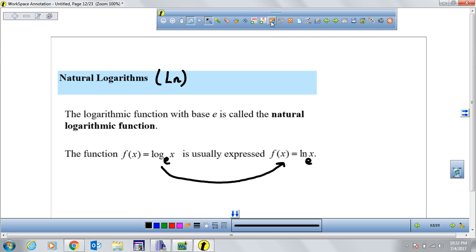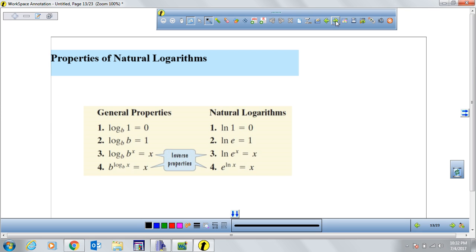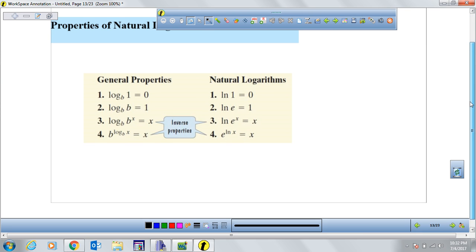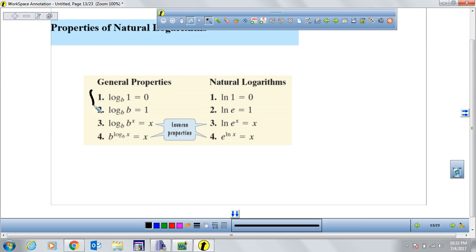We don't have to write the e on the base whenever we have a natural log. We just have to understand that there is an e as a base all the time, anytime we use a natural log. Okay, so those same properties that we went over, they also apply to natural log. For example, I'm just going to talk about the first three in general. The first three properties tell me that if I have ln of 1 equals 0, what does it mean by ln of 1 equals 0?